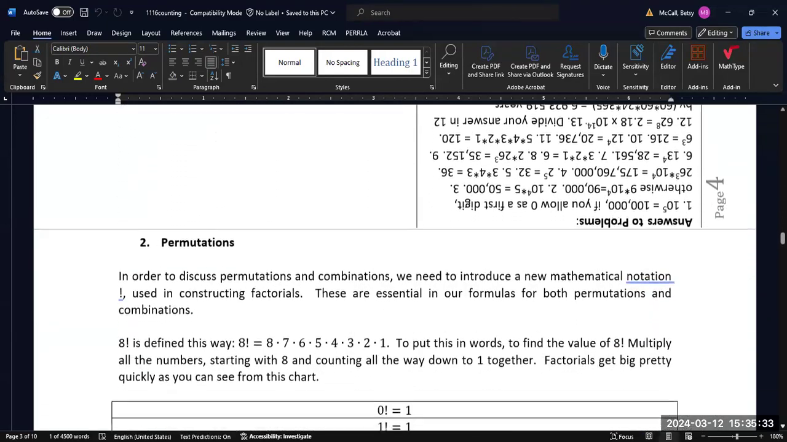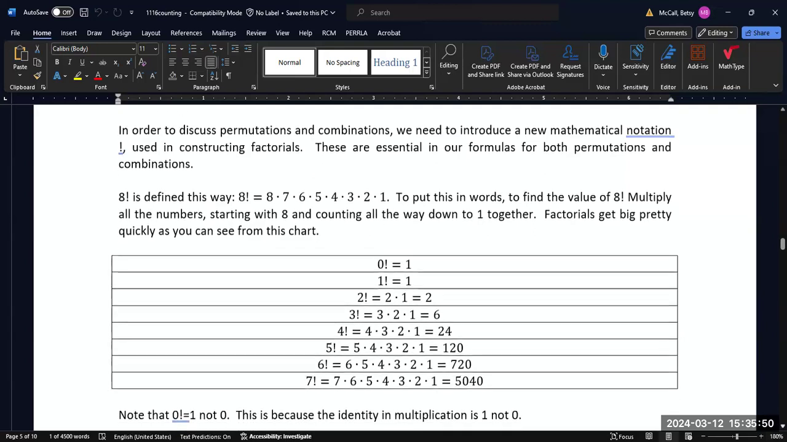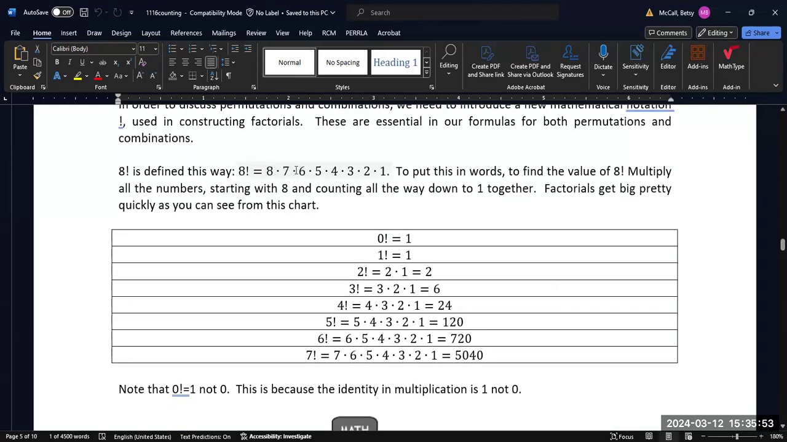Now let's go on to permutations. Permutations and combinations are going to need us to introduce a new mathematical notation, which is this exclamation point, which we use for constructing factorials. 8 factorial is essentially defined as 8 times every number below it, down to 1. So 8 times 7 times 6 times 5 times 4 times 3 times 2 times 1.